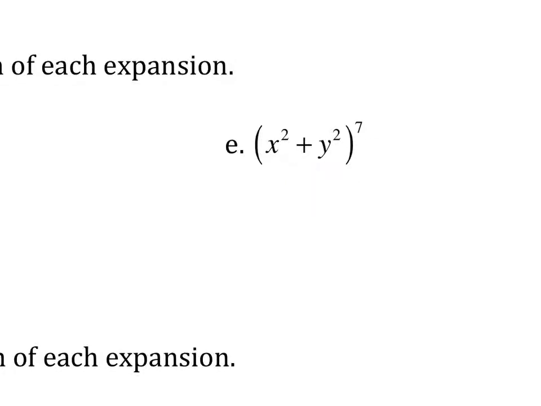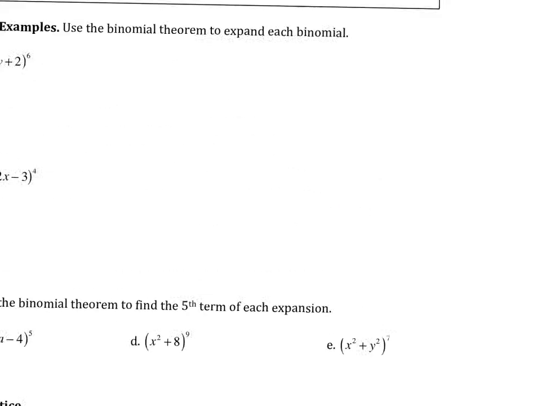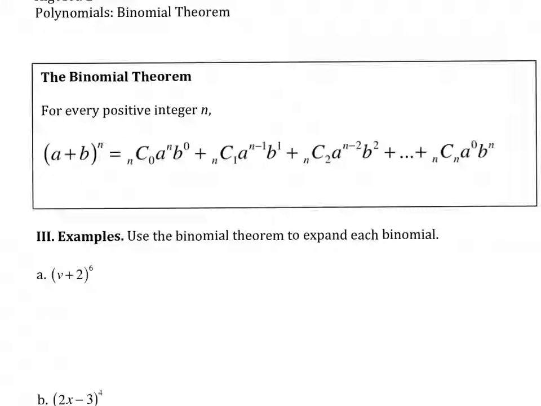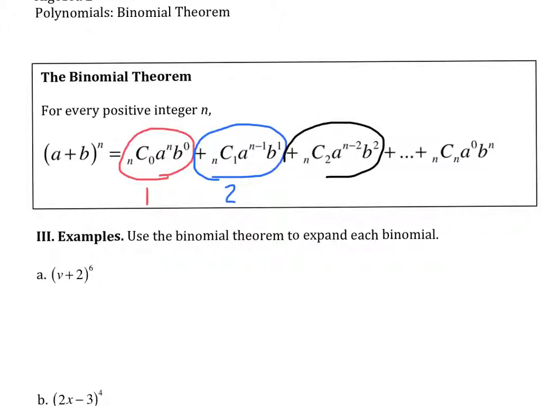So what we need to do is establish a pattern. Look up here at the binomial theorem. This right here will yield me the first term. This right here will yield me the second term. This right here will yield me the third term. So if we were to establish a pattern, this is my first term, my second term, my third term.